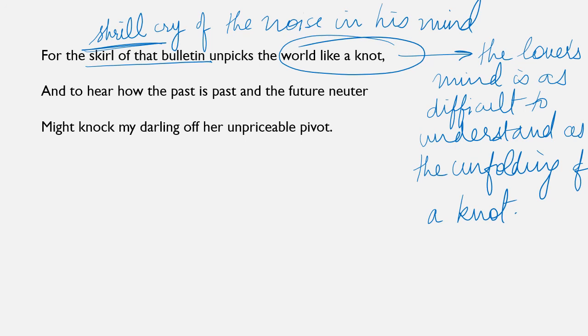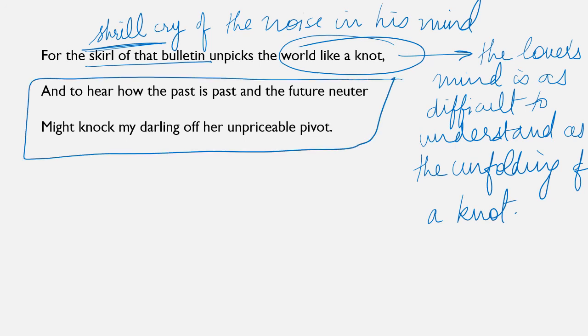मुश्किल है. And see the final two lines. He says, and to hear how the past is past and the future neuter might knock my darling off her unpriceable pivot. And see how he says the past is past. जो past है वो बीत गया है. The past is already over. And the future neuter. Neuter means it is zero. So his future is totally nil.